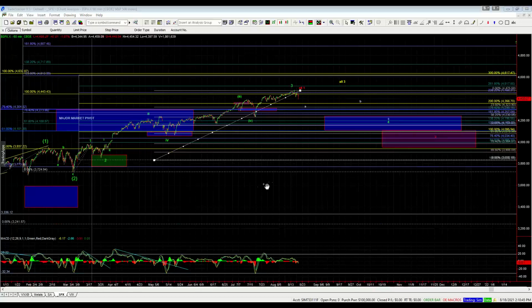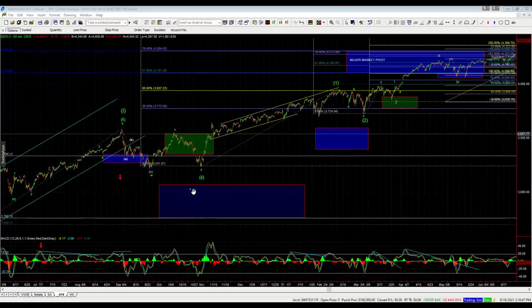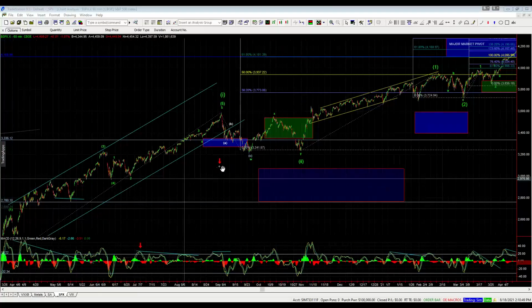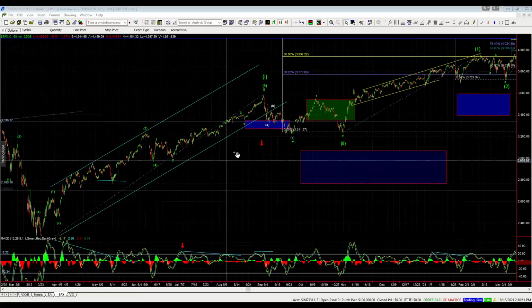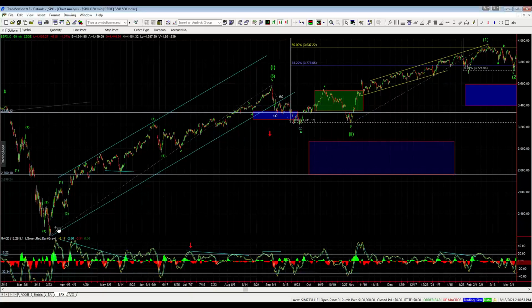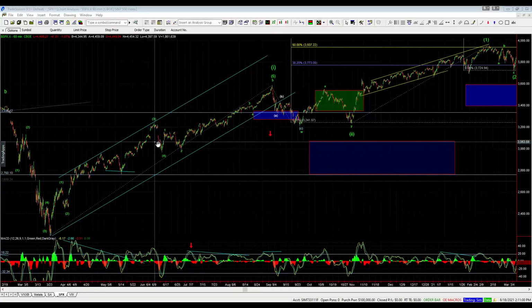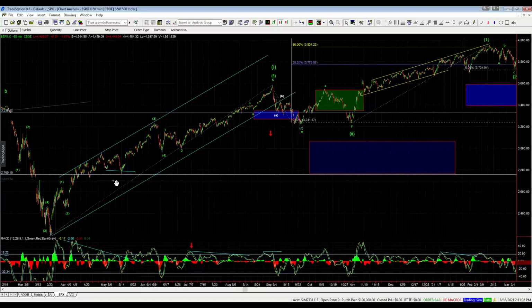Okay, so the question was, why not count 5 up off of the March 2020 lows as a leading diagonal into the June of 2020 highs? So that would be March to June of 2020 to here. It's possible to count it that way. We would count that as 1 and then 2 and then 1. Again, it doesn't line up as well for a fib pinball, and it would be counted as a non-overlapping 5-wave move.